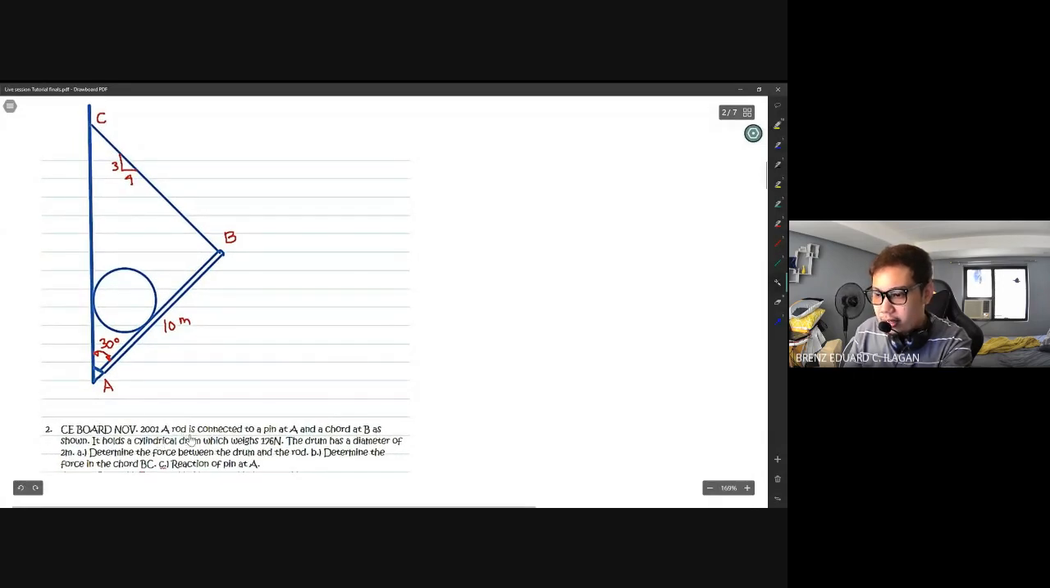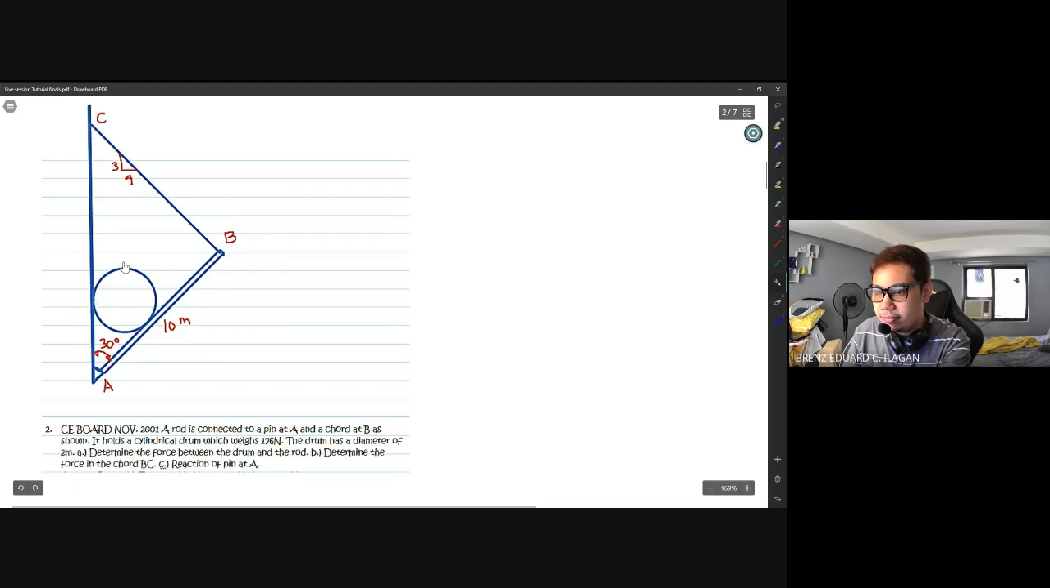So a rod is connected to a pin. So ito yung rod natin. Ayan. So connected at point A with a pin. Again, ang pin, alam naman natin na meron siyang dalawang component ng resultant. Meron kang X and Y component. And a cord at B. So meron kang cable dito as shown, which has a slope of 3:4:5. So which holds a cylinder drum.